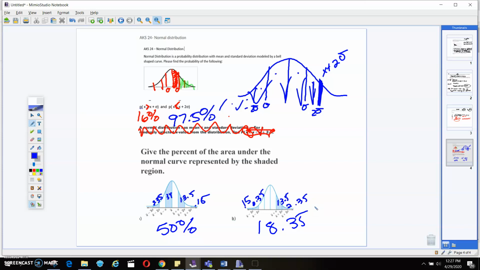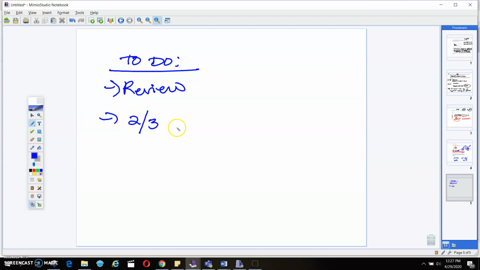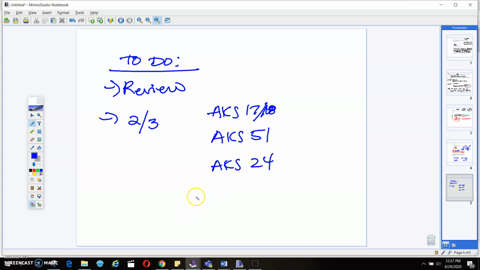Okay, so I would sit down and work through these problems. I would decide before you open the document. I'm going to make a little to-do for you. Sit down and do the performance final review, and once you've done the review, decide which one was probably the easiest to learn. Pick 2 out of the 3 problems to learn. So you're either doing AKS 17, 18, AKS 51 or AKS 24. Pick 2 of those, and then go review or ask questions.